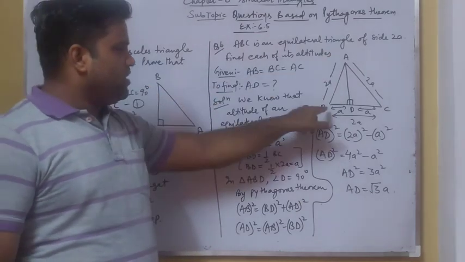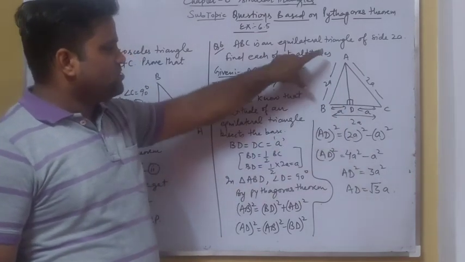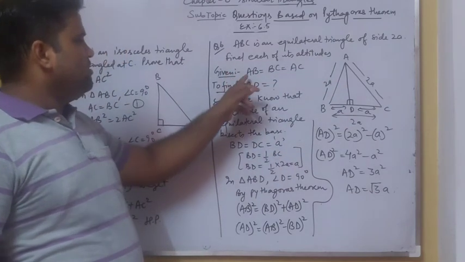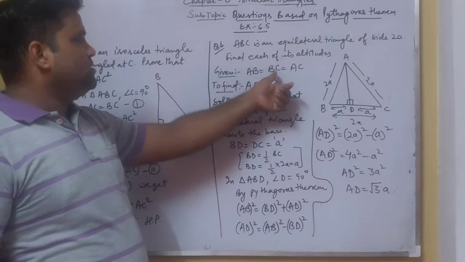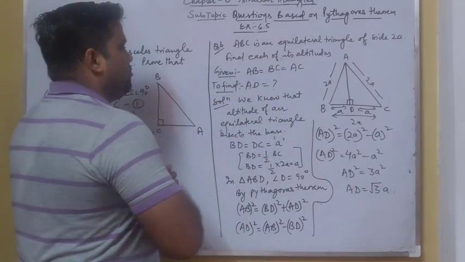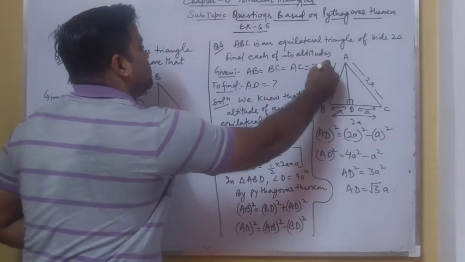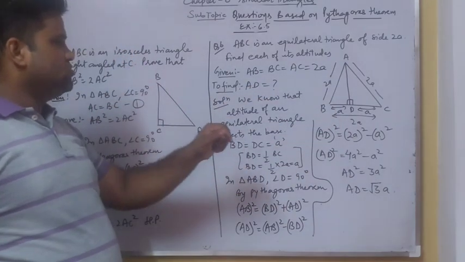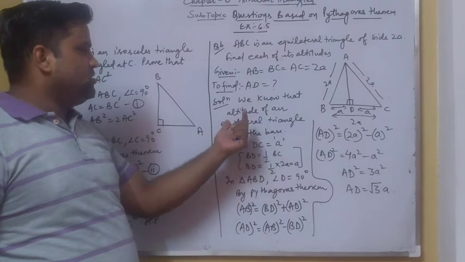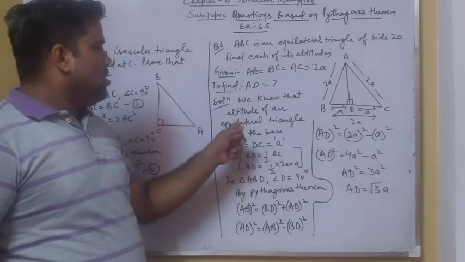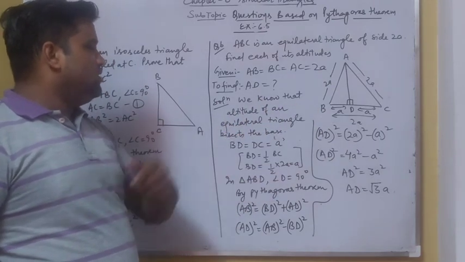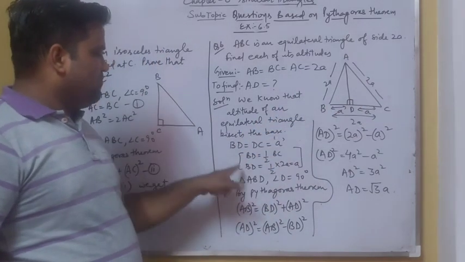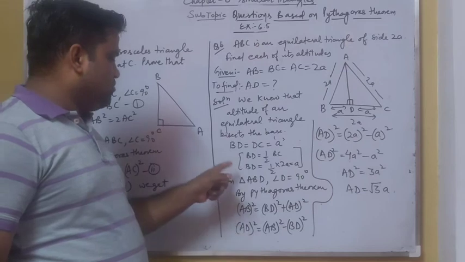First of all we draw our triangle ABC which is an equilateral triangle, and the side of this triangle is equal to 2A. So here is the given, as it is an equilateral triangle, so AB equal to BC equal to AC, and all are equal to 2A. We have to find the altitude AD. So let us come to the solution. As we know by the concept that the altitude of an equilateral triangle bisects the base, so here we get BD equal to DC, which is equal to A.